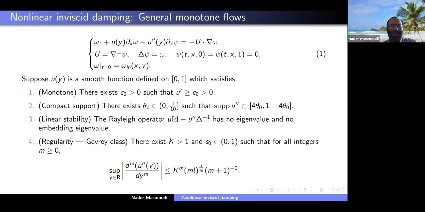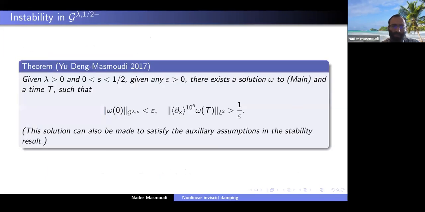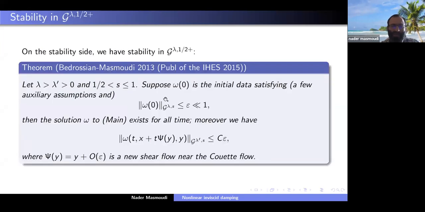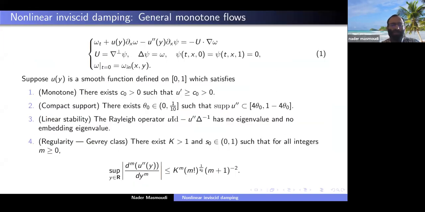Okay, now I'm going to go to my next result. Again, I'm not going to talk more about the result with Dang, about the instability. If I have time and if people ask questions, I have a few slides about it. But I want to discuss what happens if instead of perturbing around Couette flow, I perturb around a more general shear flow. So this is now the third result, which is the result with Weir and Zhao.